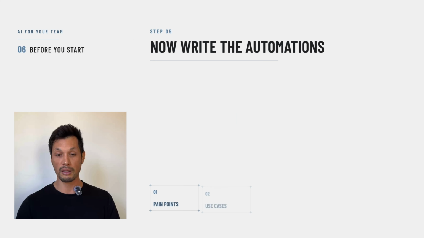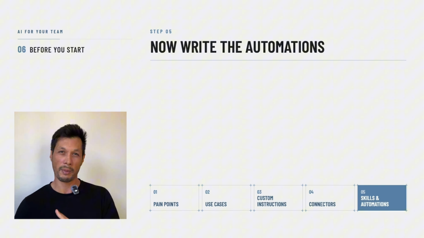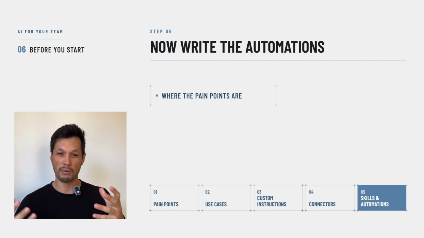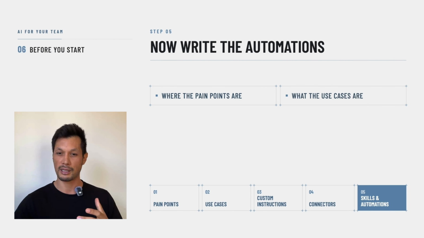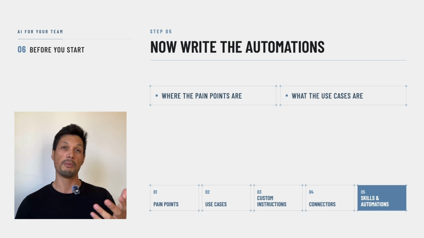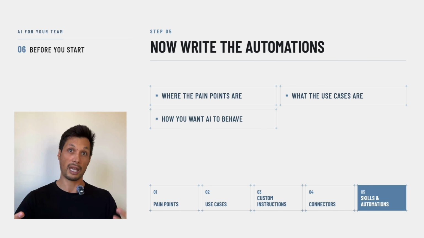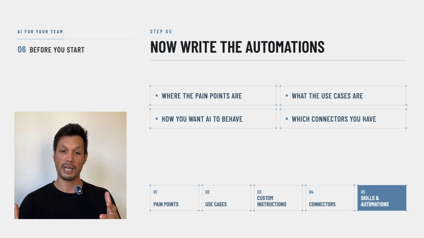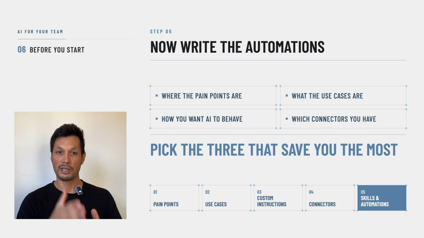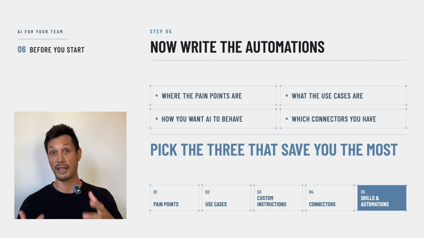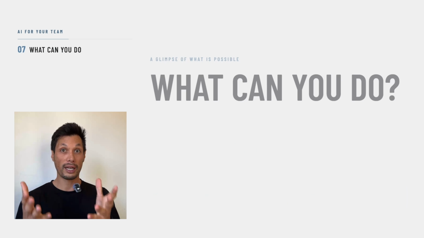And finally, you want to write down the automations. Now that you understand where the pain points are, what the cases are, how you want the AI to behave, and what the connectors are that you can connect to your tool, you're going to write down what skills or what automations you want to happen. I want AI to do exactly these 1, 2, 3 things for me, and those are going to save me the most time.